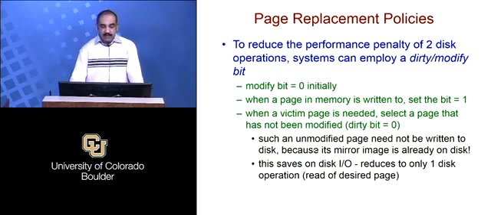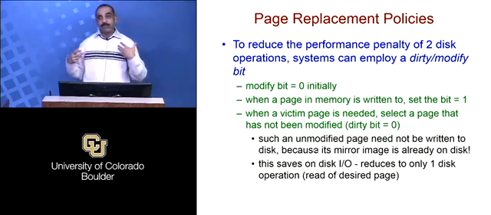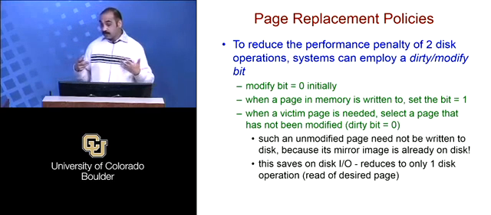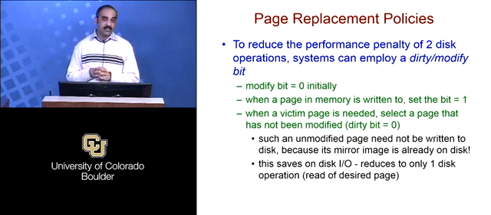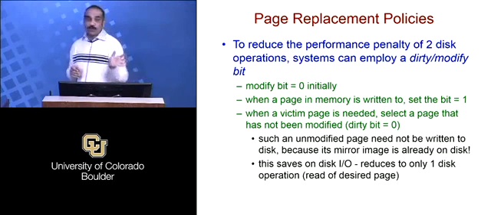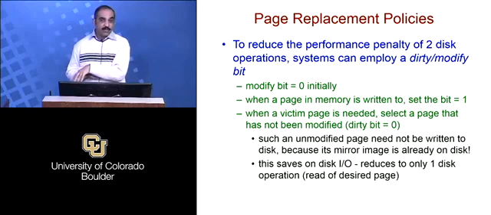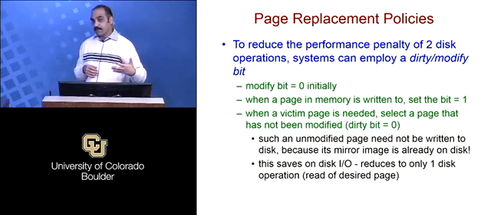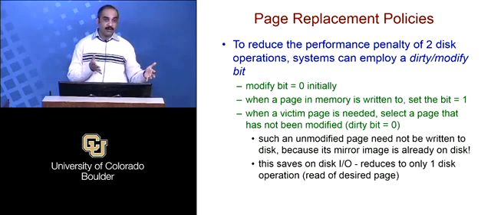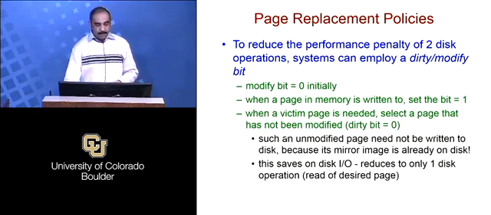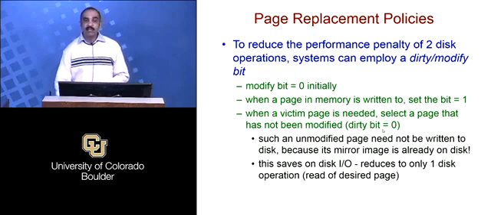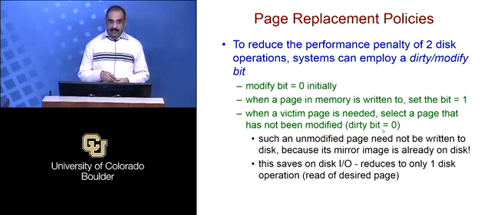Okay. So now basically you can choose which page to replace. You can put some more intelligence into it, okay? Because you know that if the dirty bit is 0, you don't have to write the page back. So that becomes your preference, because that will reduce the overhead. So when a victim page is needed, you choose a page whose dirty bit is 0. Is that clear?